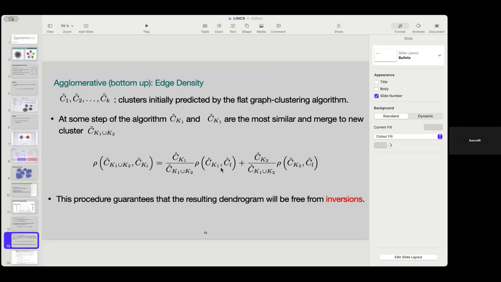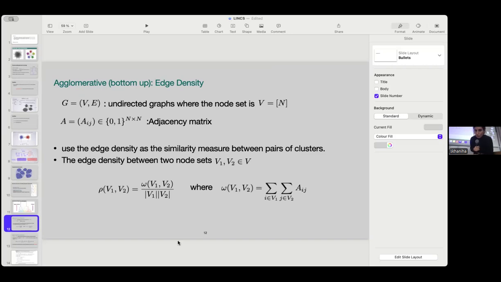Sayeh, would you mind showing again the definition of the rho function? I'm sorry, I missed it. Yes, this one. Okay.